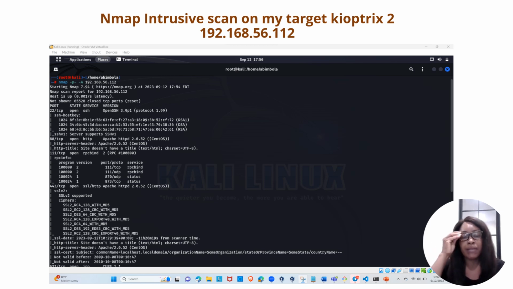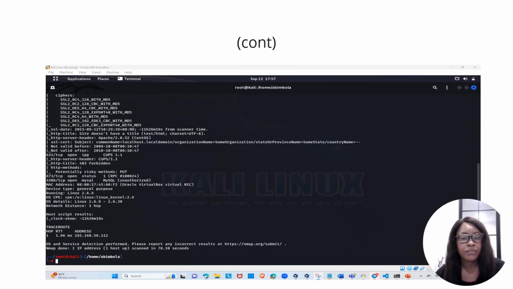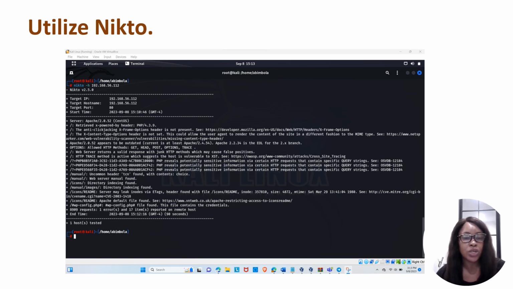Here is my Nmap intrusive scan on my target QGIS 2, which is 192.168.56.112. Here it shows there are some open ports, which I will be doing a vulnerability scan on later. So here I utilized Nikto. I installed Nikto on my Kali Linux, so I use that against my target IP, which is for my QGIS 2 machine.